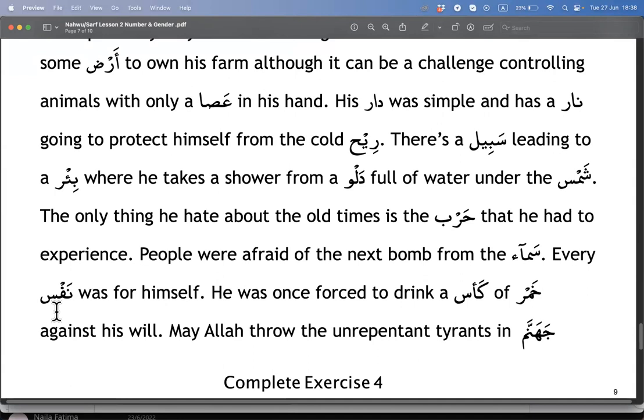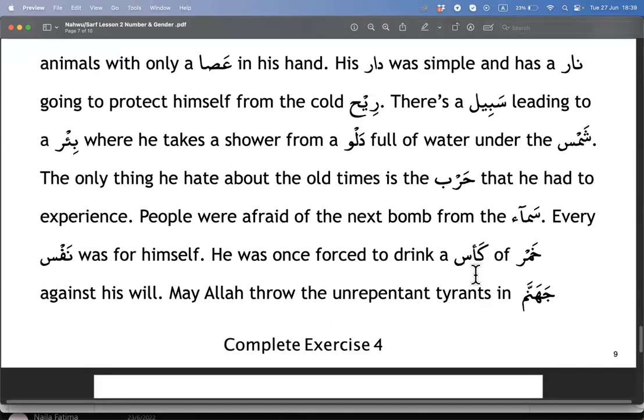Nafs can be translated as soul, can be translated as person also. Okay, so every person was for himself. He was once forced to drink cups. What's cups? Cups of honor. What's honor? Cups sounds exactly as what it is. It's a cup. Yes, a cup.